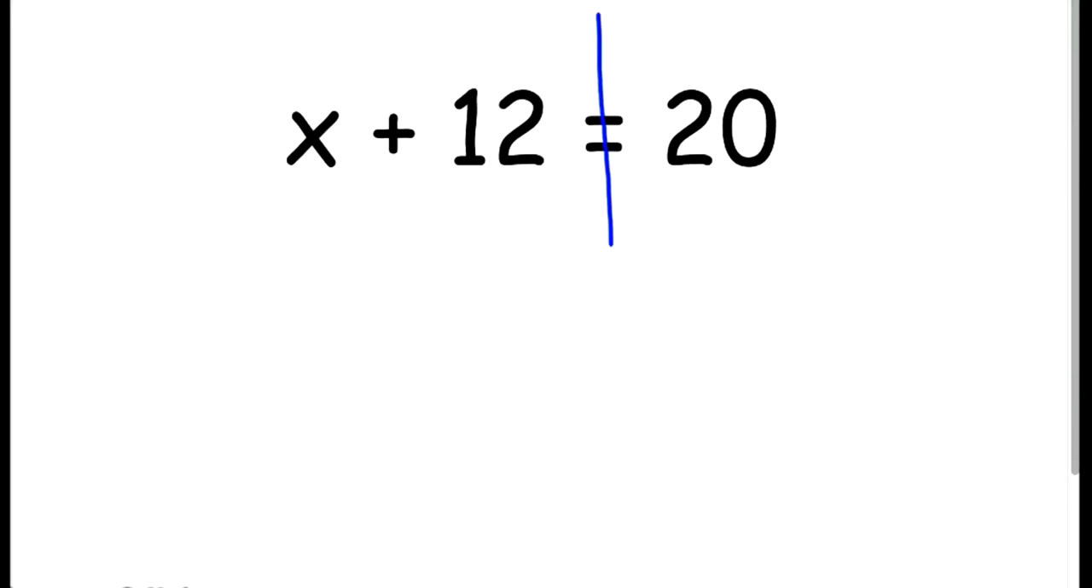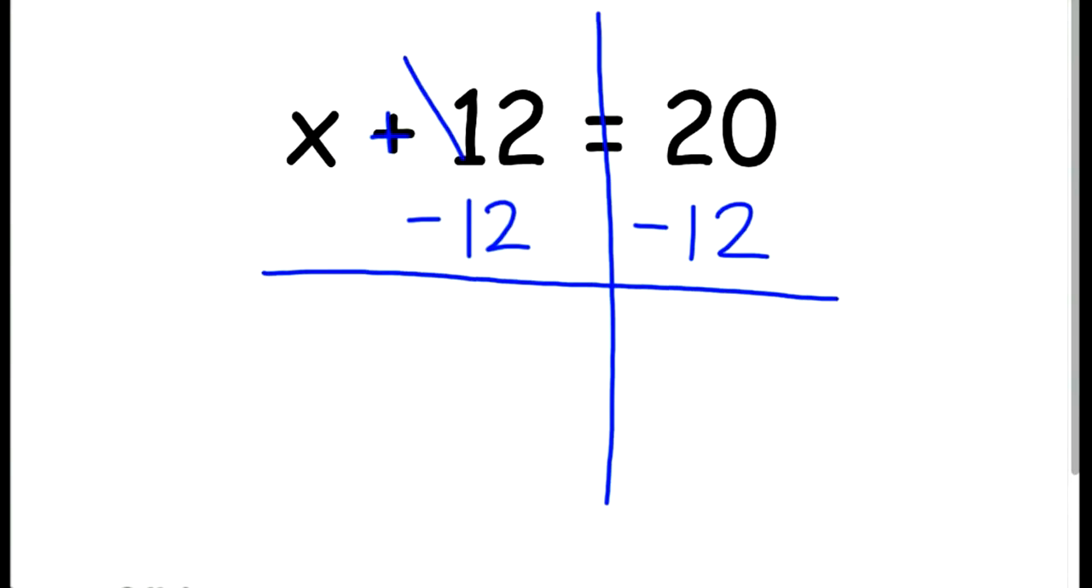We're going to solve for X again. The opposite of positive is negative. So I'm going to subtract 12. I'm left with X equals 8.